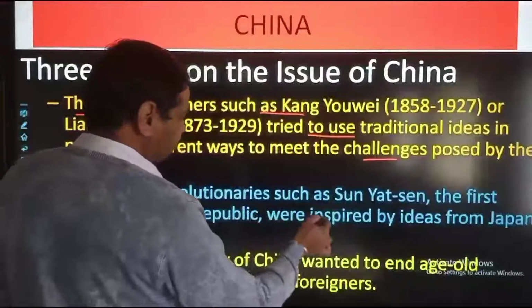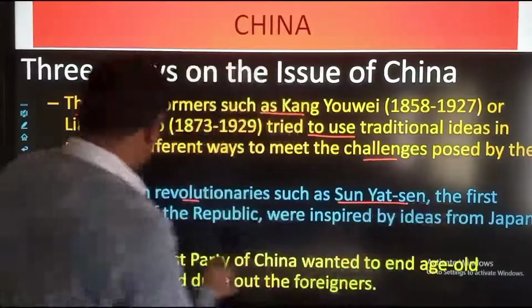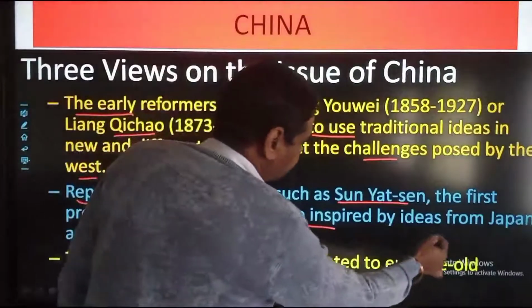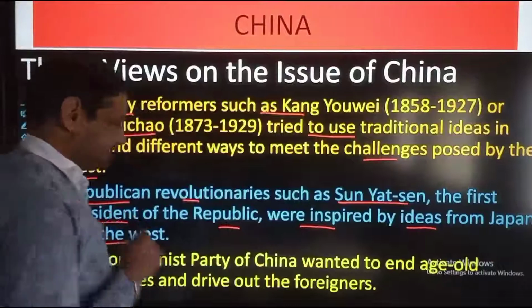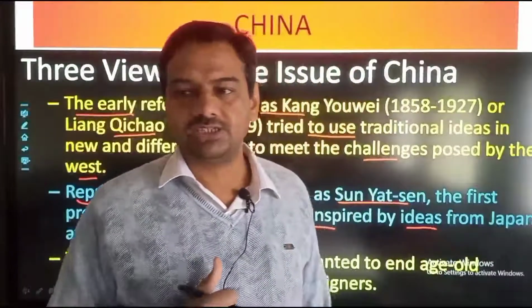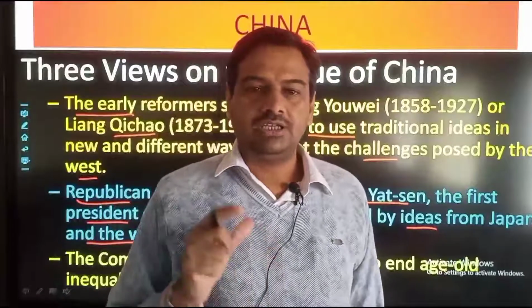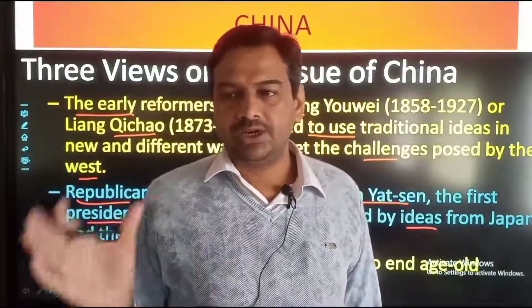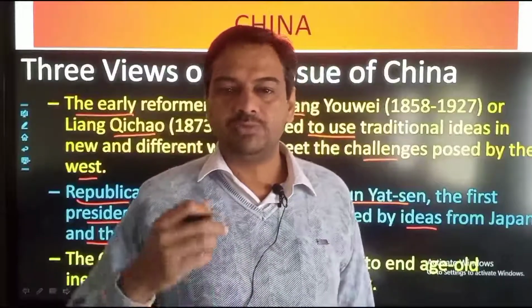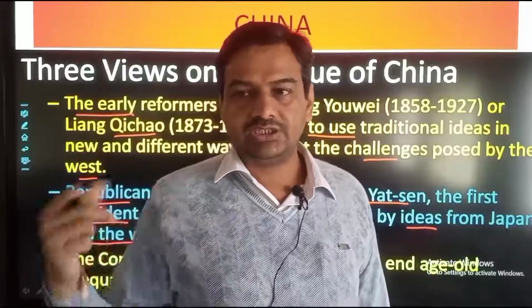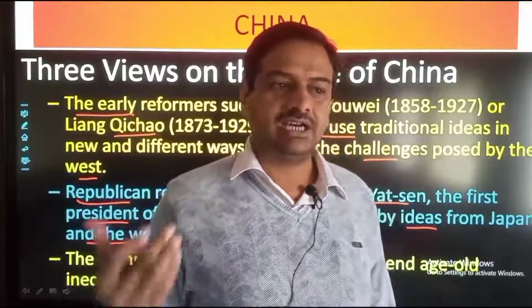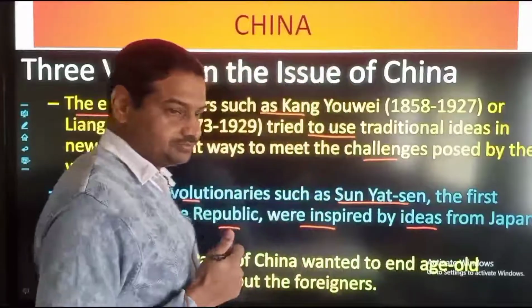Then the Republican Revolution was brought by Sun Yat-sen, the first president of the Republic, who was inspired by ideas from Japan and the West. He is also known as the father of the modernization of China. He was a Republican. He got education in Japan and some other countries, and he was influenced by Western ideas. So he wanted to implement Westernization in China, and he wanted to make China modern with Western sciences and ideas. So that was Sun Yat-sen.